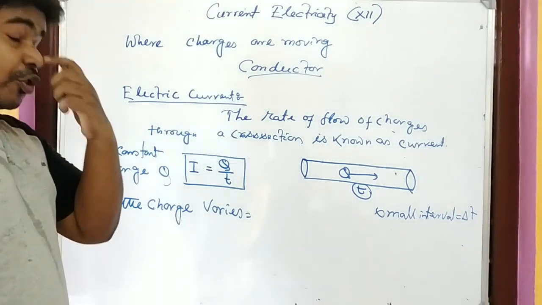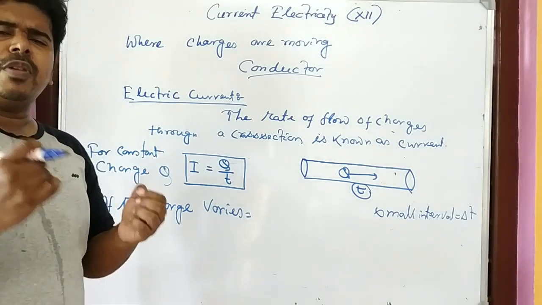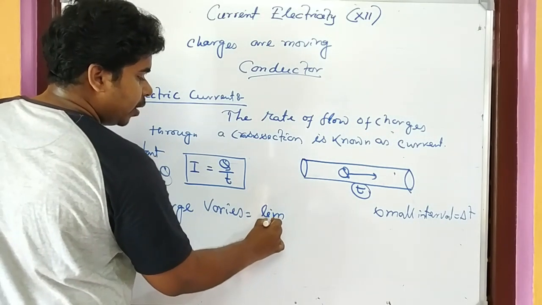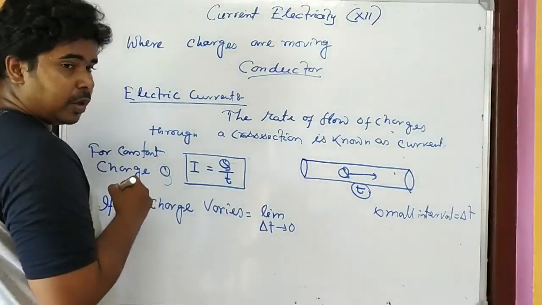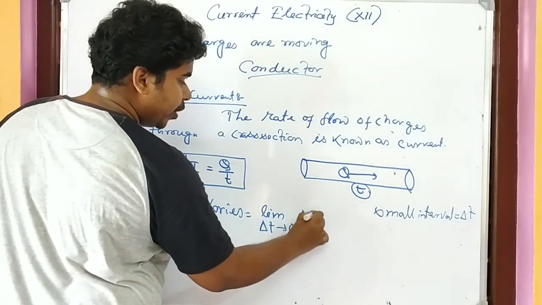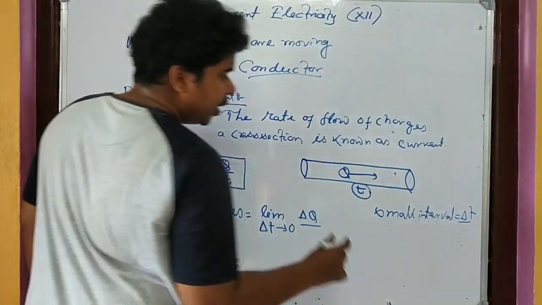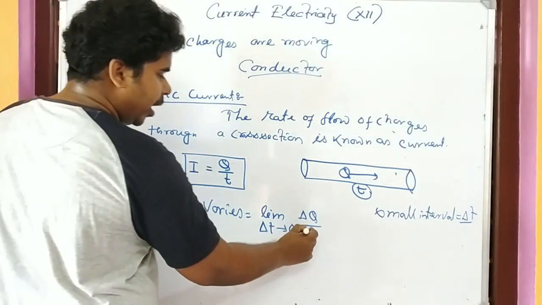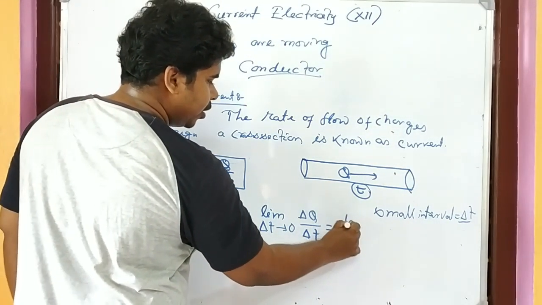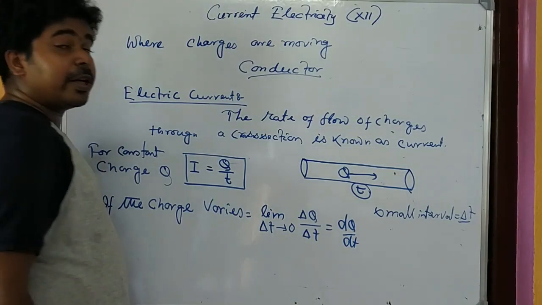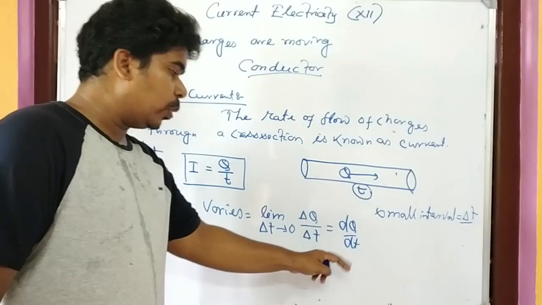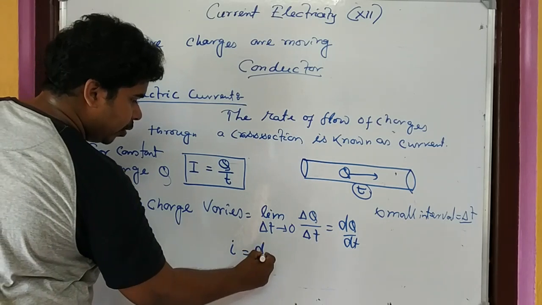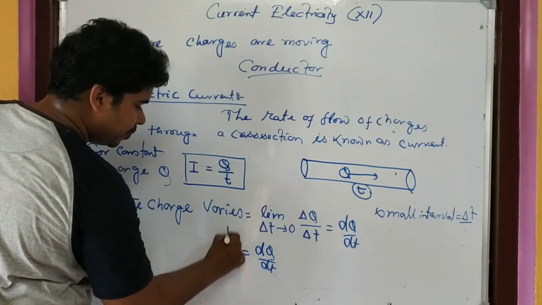How small is it? We are assuming it is very small, tends to 0. Just remember from class 11, del t tends to 0. In a very small time del t, the amount of charge passing through a cross section should be del q. So del q by del t is written as dq by dt, that is differentiation of charge with respect to time. By that we can find the current I equals dq by dt.